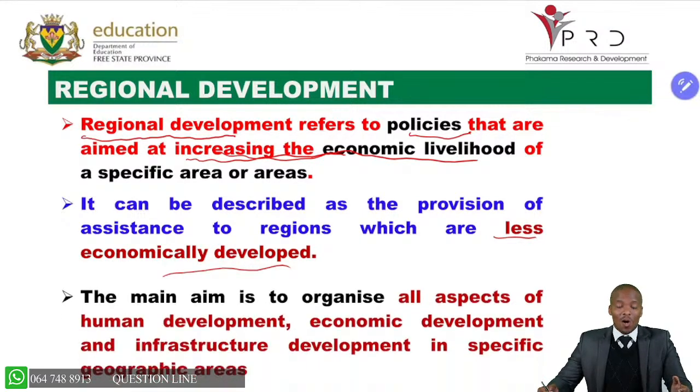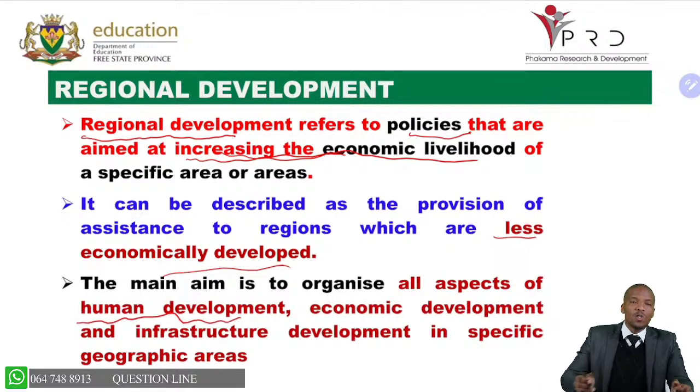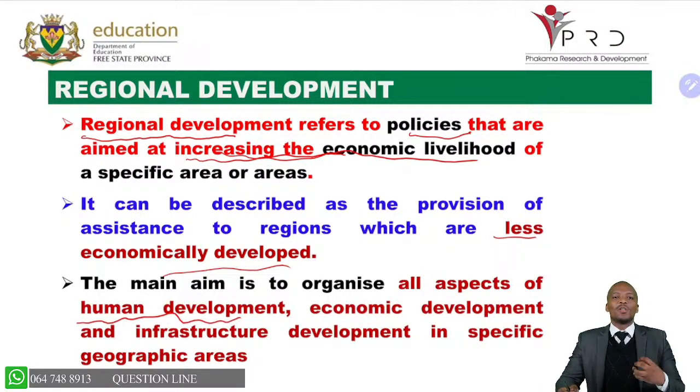And the main aim here is to organize all aspects of human development. This one relates to you and I. When I talk about human development here, I'm talking about the ability to access basic services such as water, the ability to access basic services in terms of housing, in terms of healthcare services, in terms of schools nearby, and in terms of employment in those regions that we stay at.